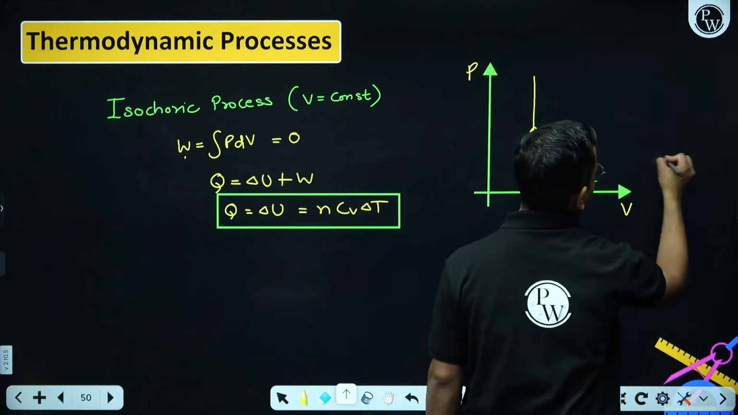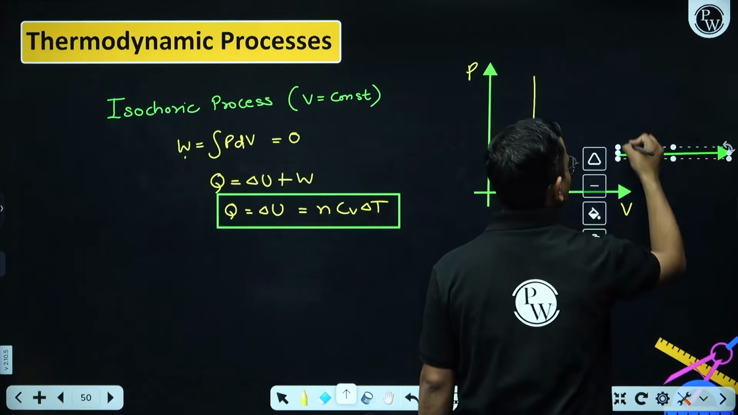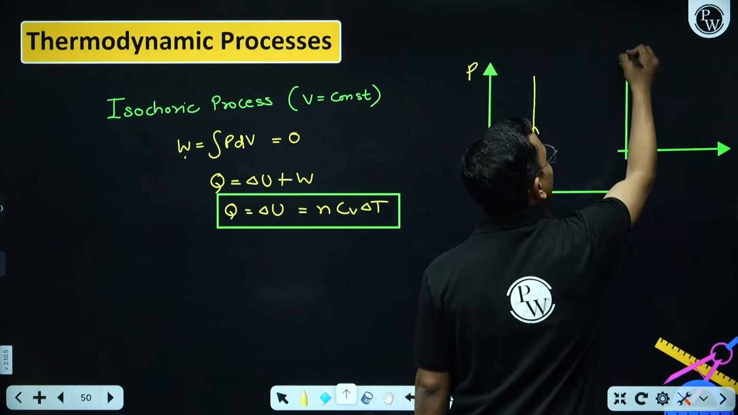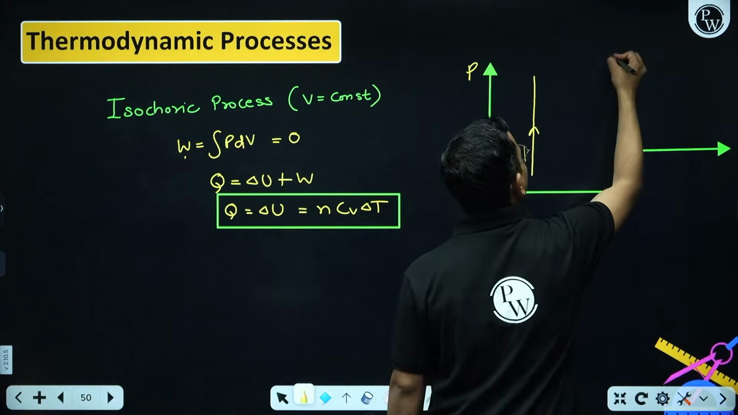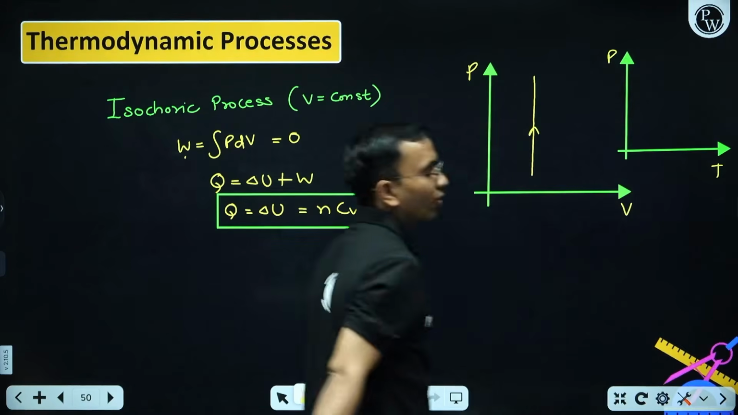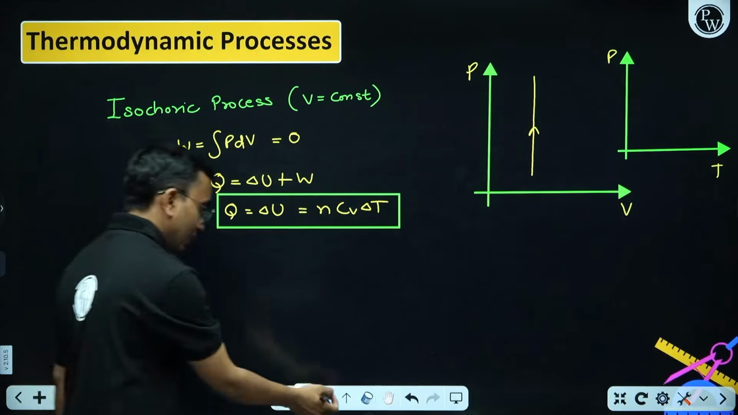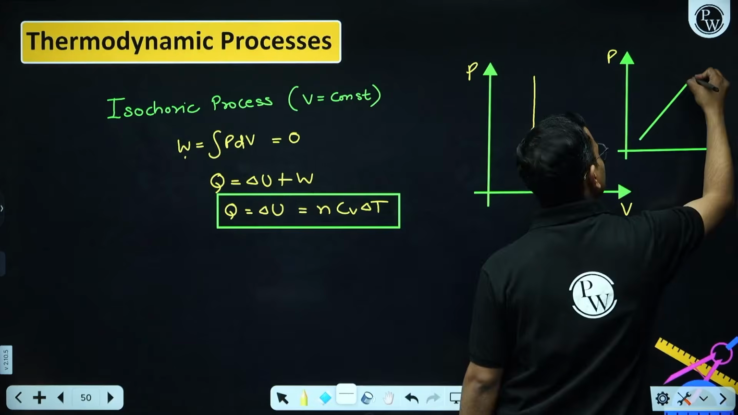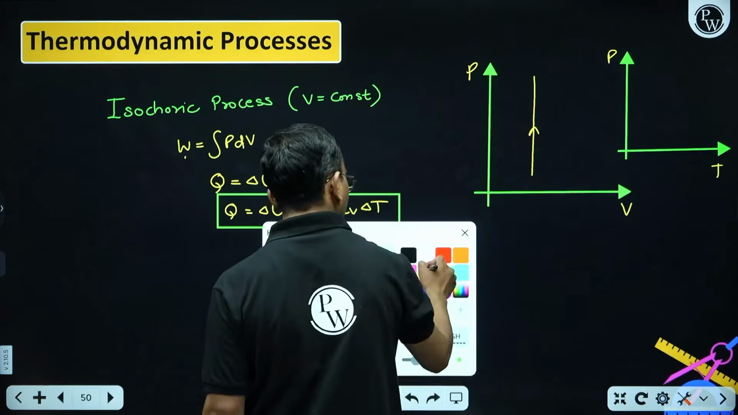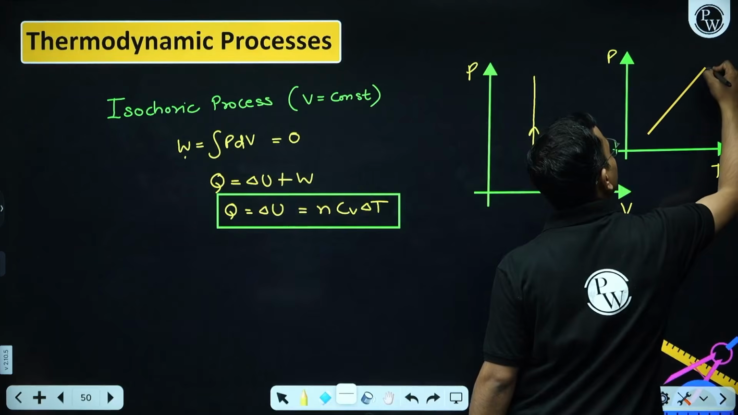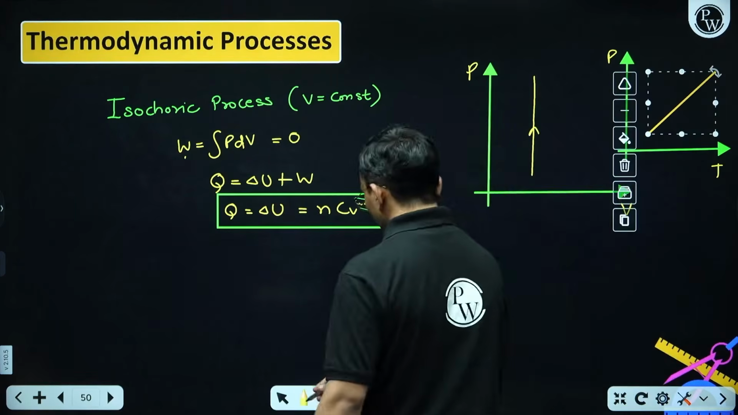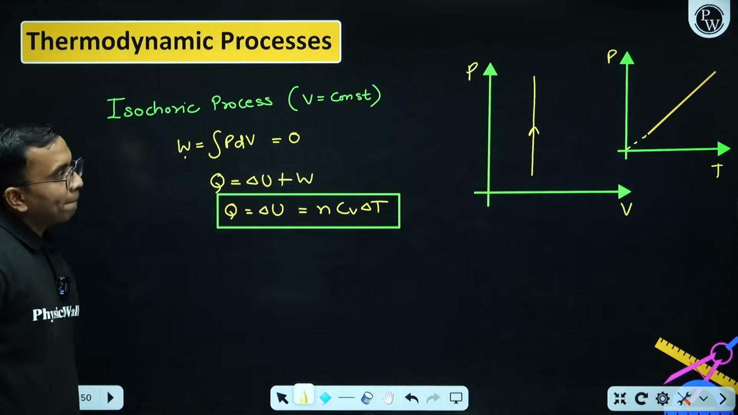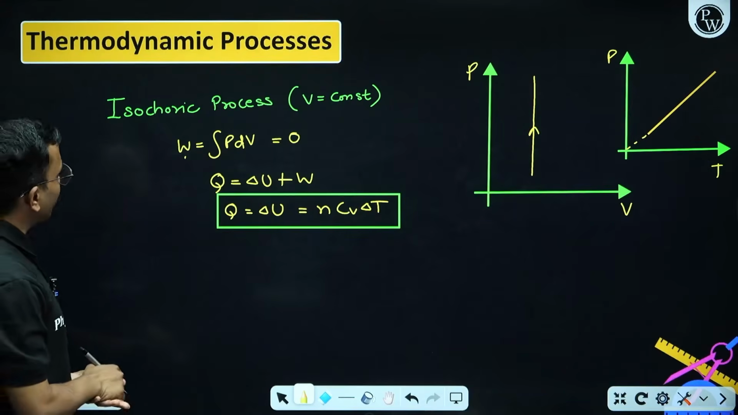You may also draw the other curves. Let us take PT. This is my pressure and this is my temperature. If volume is constant, it means P by T is constant. If P by T is constant, it will be a straight line, and that straight line will be somewhat like this. Let us change the color. Somewhat like this. If you extend it, it will pass through the origin. So this is the isochoric process.